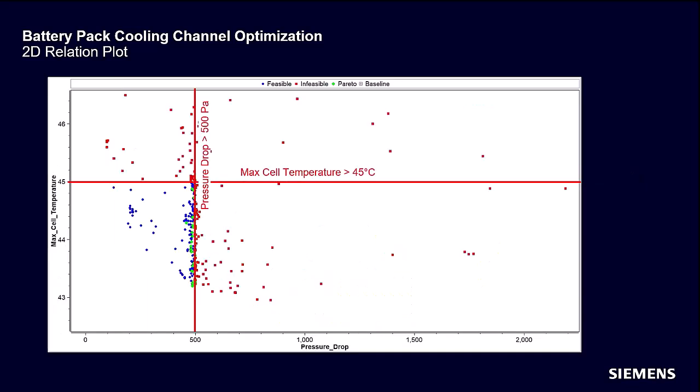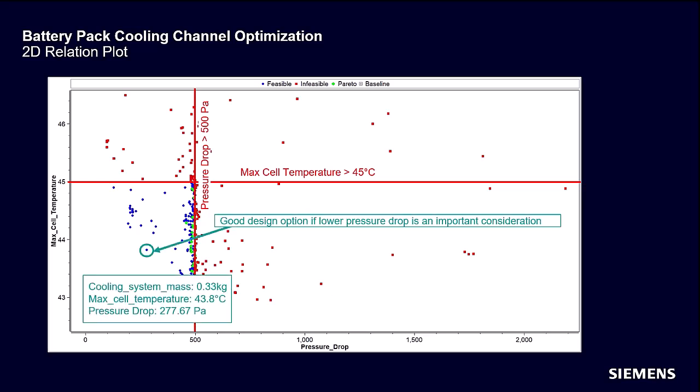From a 2D relation plot between maximum cell temperature and pressure drop, it is evident that Pareto front designs all have pressure drop close to the constraint limit boundary. From this plot, we can identify design 257 as a possible design alternative. This design, while not on the Pareto front, is feasible and may be a good choice if lowering the pressure drop is an important consideration.